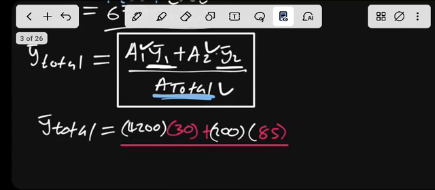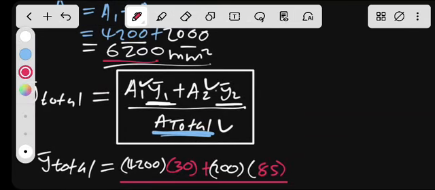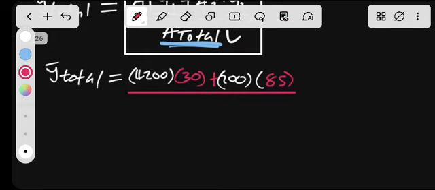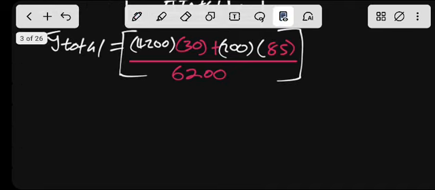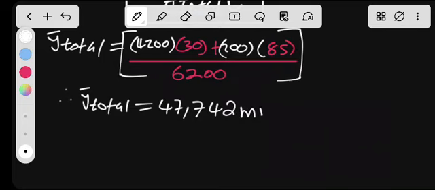The total now over the total what? Total area is the one that we have here, 6,200. That is our total. Then I quickly punch this on my calculator. Therefore I'll find that YT there will be equal to 47,742. This is obviously because it was in millimeter.